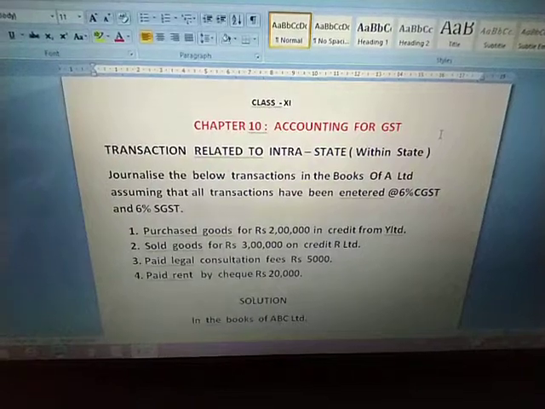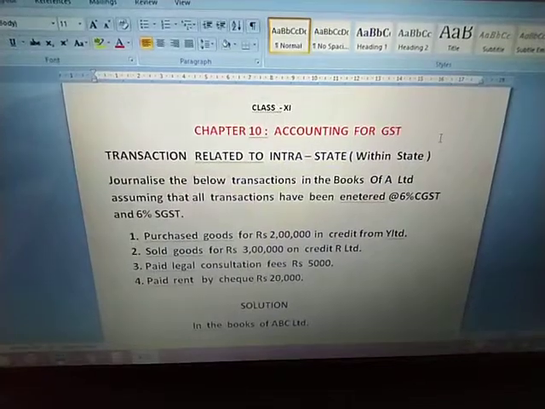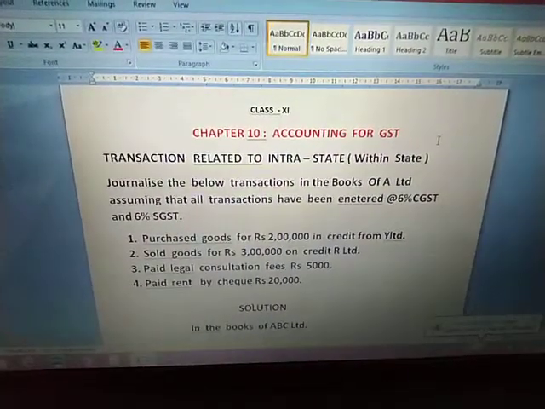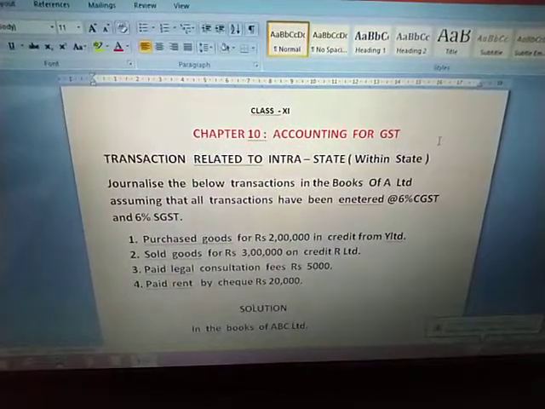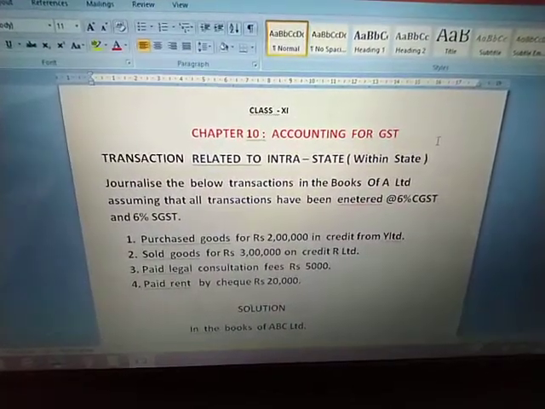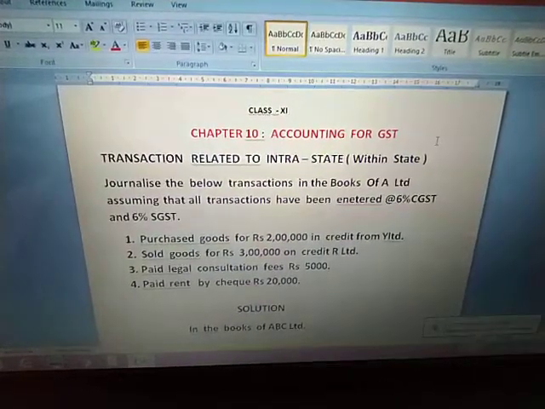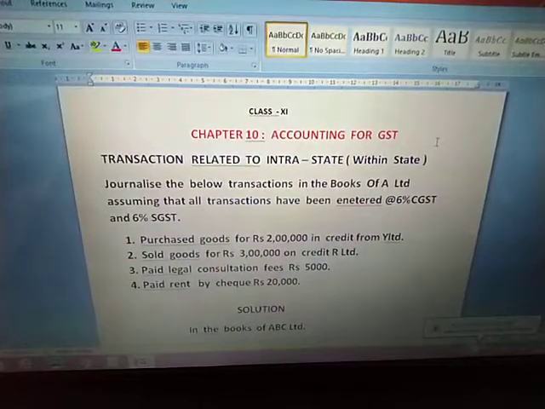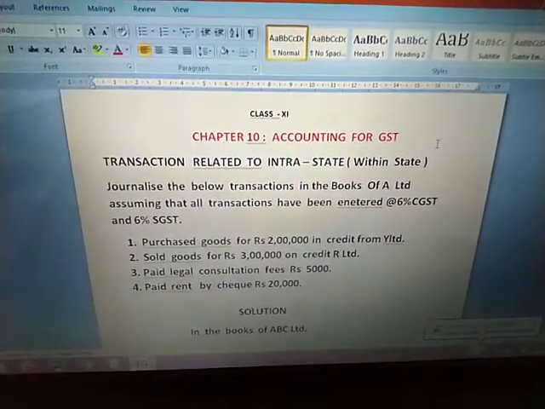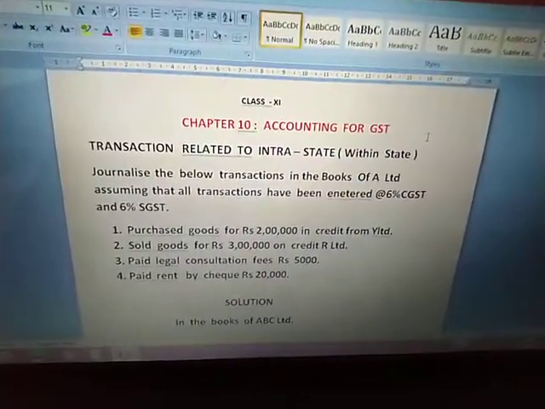Hello students, today we will start some transactions related to GST and we will consider intra-state transactions, that is, within the state. We have got certain journal entries and transactions where you have to incorporate 6% CGST and 6% SGST. Before that I would like to discuss certain items which are exempted from GST.